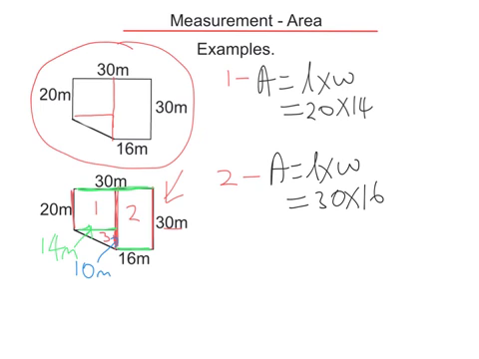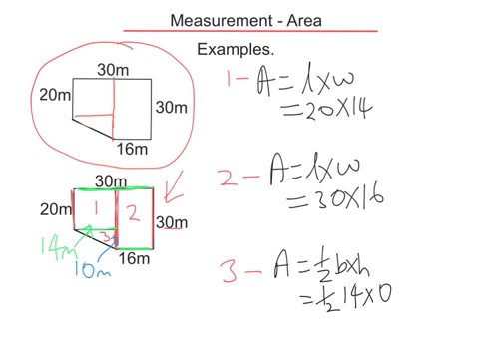And for area 3, which is the triangle, we need half base times height. Area equals half base times height. The base we worked out is this 14 over here, and the height will be 10. So that's going to be equal to half 14 by 10. So let's work those out.